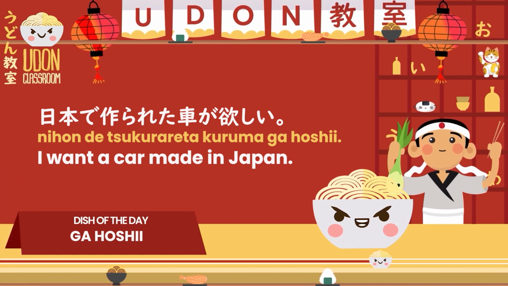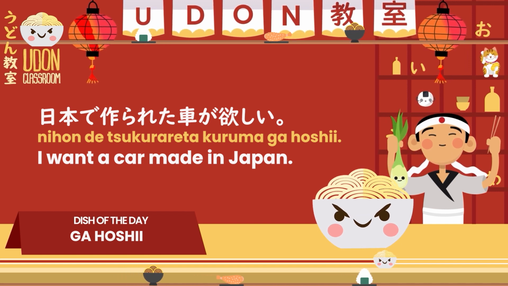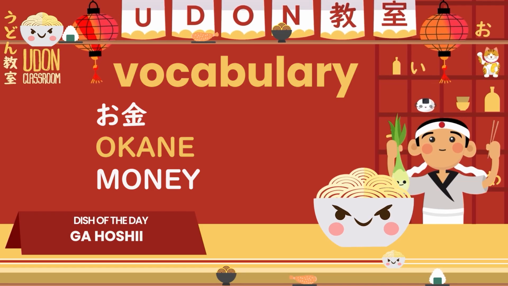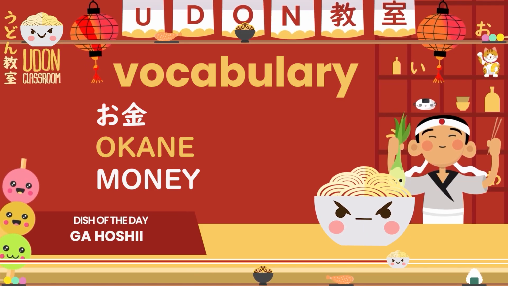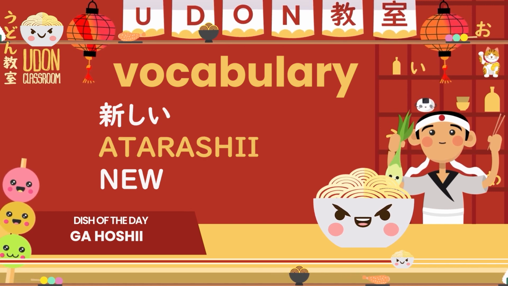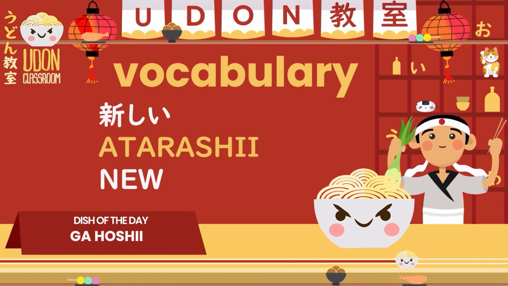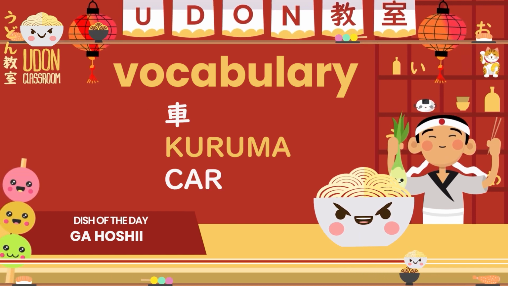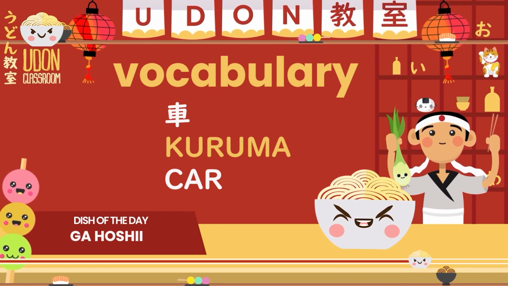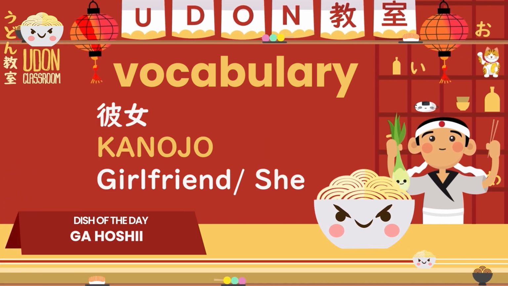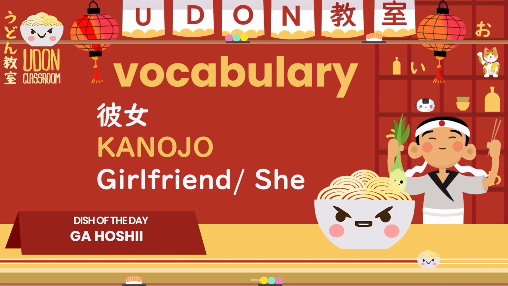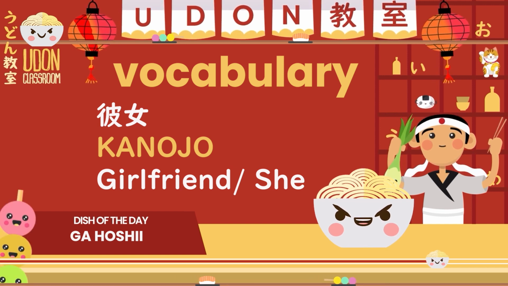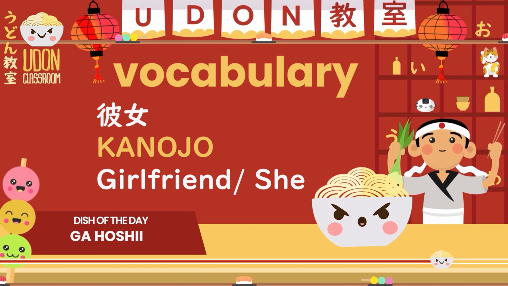So let's have a look at some of the vocabulary that we've seen in this lesson. I'm so excited. So first off, we have お金, which means money. Great stuff. And then we had the adjective 新しい, which means new. Next we had 車, which means a car or a vehicle. And then we had 彼女, which means she, her, or girlfriend. So those are the 4 pieces of vocabulary I want you to concentrate on today as well, guys. If you haven't heard those before, then you can go ahead and revise them.